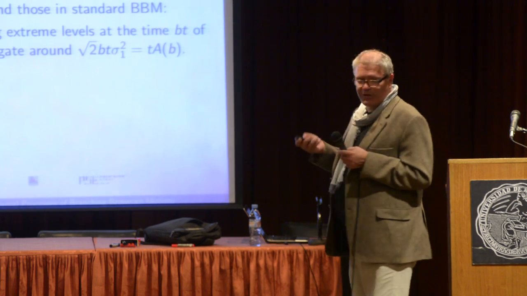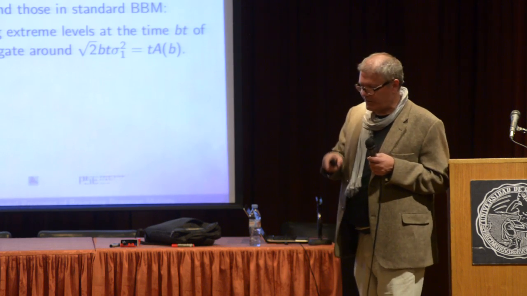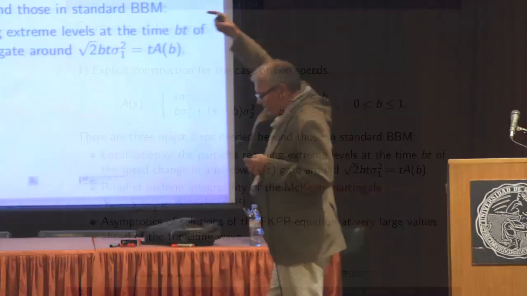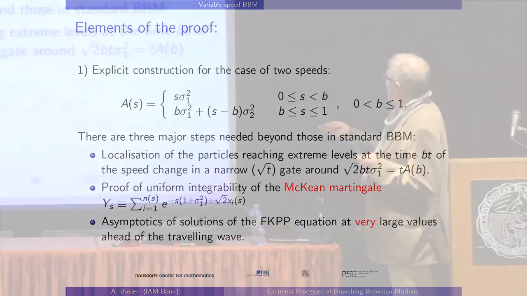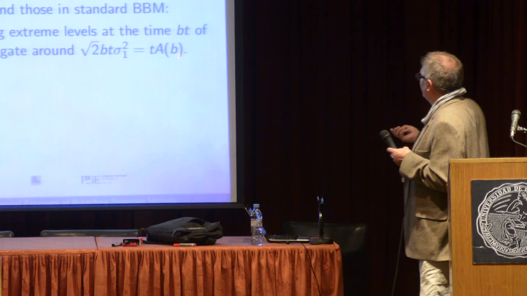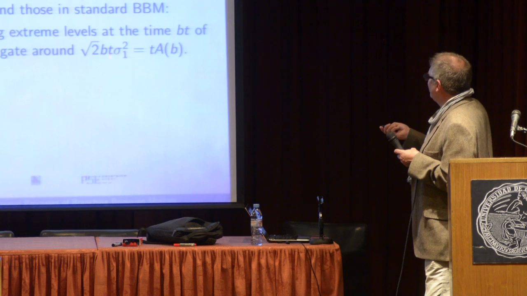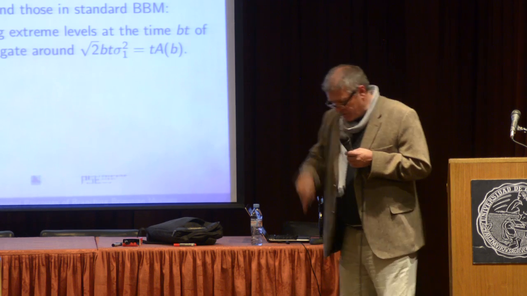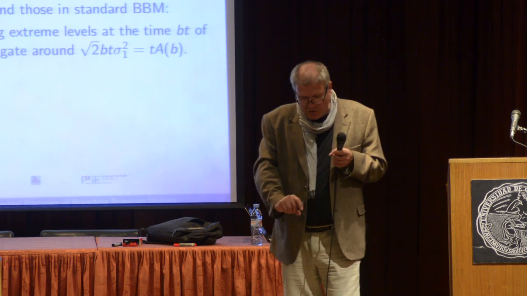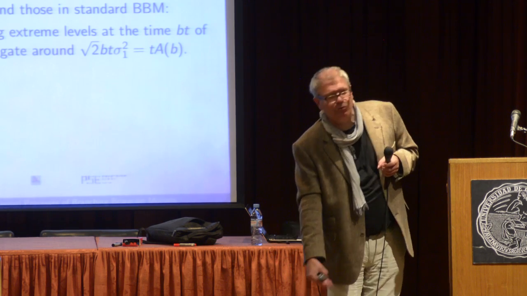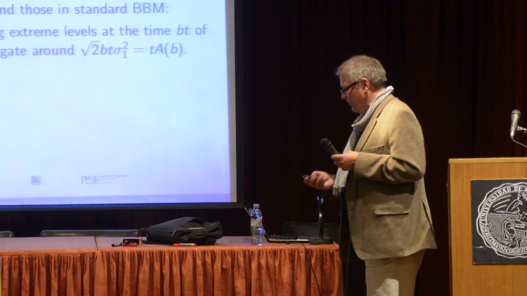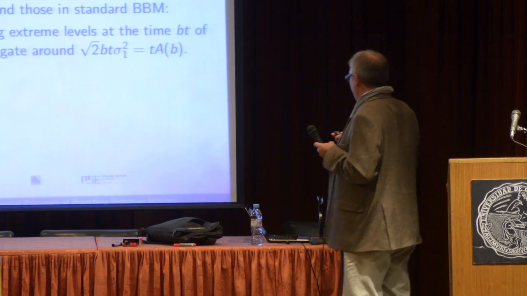So first we have to show that the particles localize at the moment of the time change. So the particles which go all the way to the maximum are actually even much lower at the time change. They're coming from very low, from a level; they have to go through a narrow gate of width square root of t at a position square root of 2b times t times sigma 1 squared, which is well below, by a constant times t, the level of the maximum. So they really pick from these losers down there. But you have to be just at the right height.